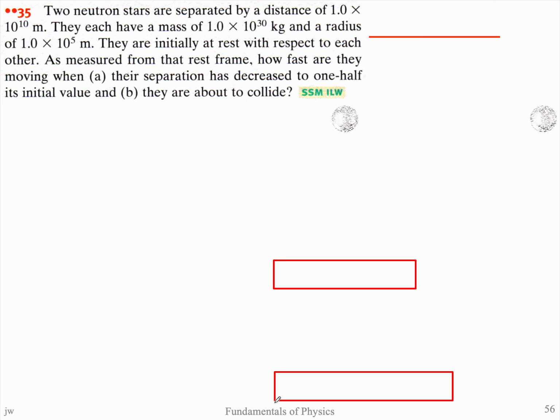about to collide? So here we have our two neutron stars, and they start out with some separation distance at 1 times 10 to the 10th. And what's happening here? They're starting out with gravitational potential energy, and that's going to be converted into kinetic. So what's going to happen here? For A, they're going to move to half their distance, which is going to be half of that value.